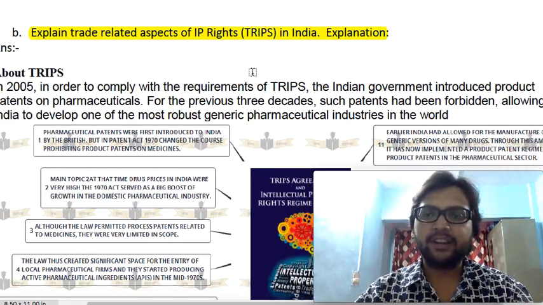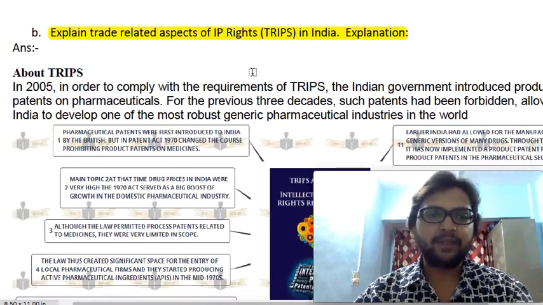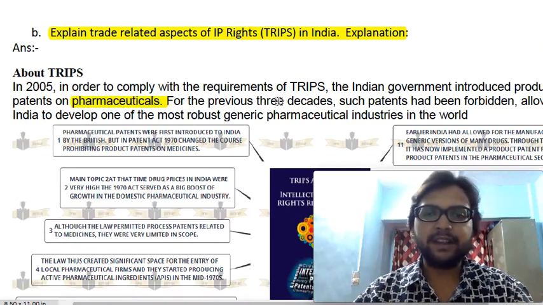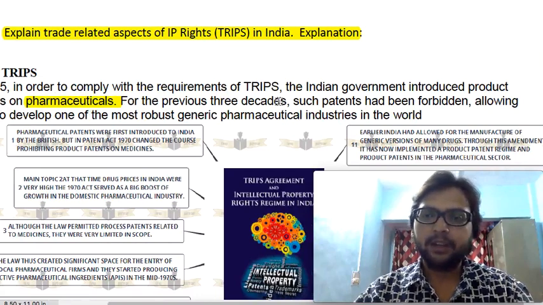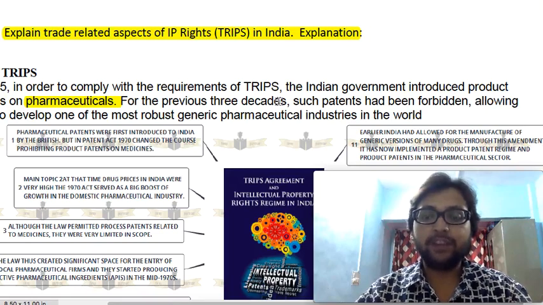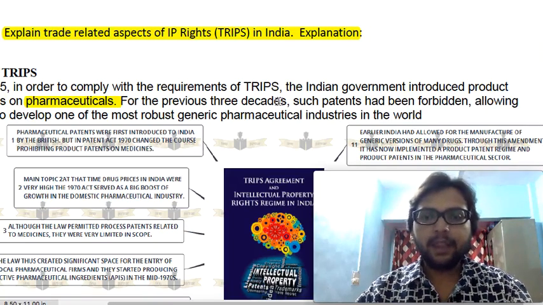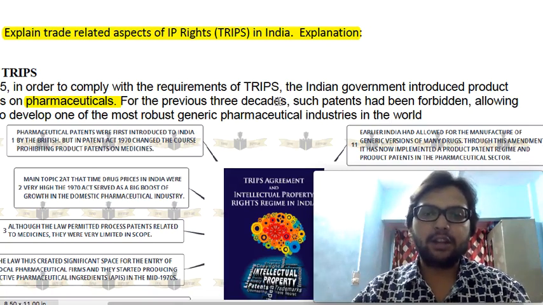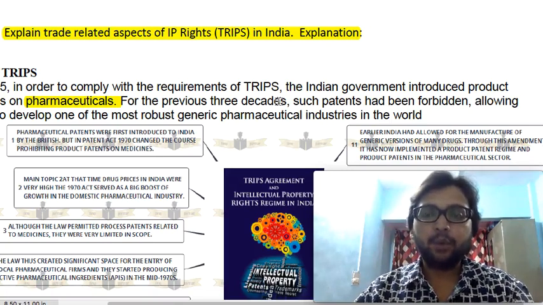So as you can see, in 2005, in order to comply with the requirement of TRIPS, the Indian government introduced product patent on pharmaceuticals. For the previous 3 decades, such patent had been forbidden. Why? Because we faced many problems. Many people died. Why? Because we provided patents to many pharmaceutical companies who invented medicines for cancer or HIV/AIDS, and as a result, these medicines did not come within the reach of poor people.